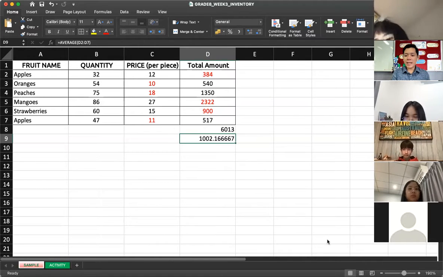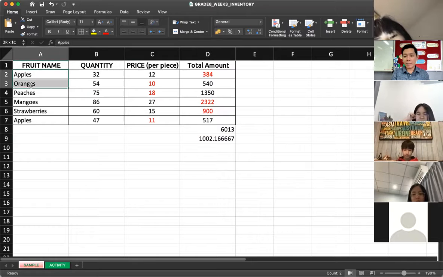Okay, now students, let's go to the next one. How about if you want to sort this one from A to Z? As you can see here, it's not sorted alphabetically, right? So in Microsoft Excel, you can sort this one. All you need to do is to highlight the cells that you want to sort. For example, we will sort the names alphabetically, that means from A to Z.